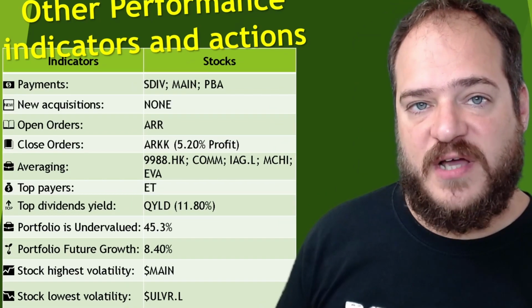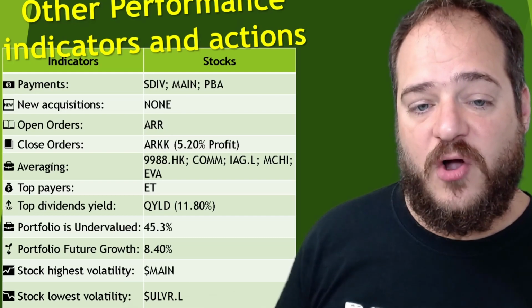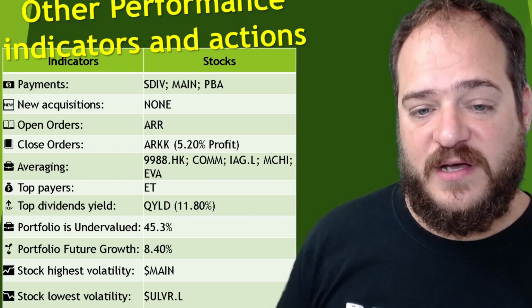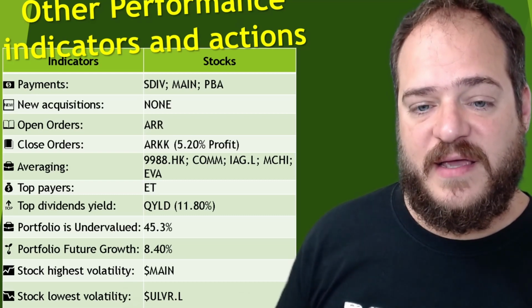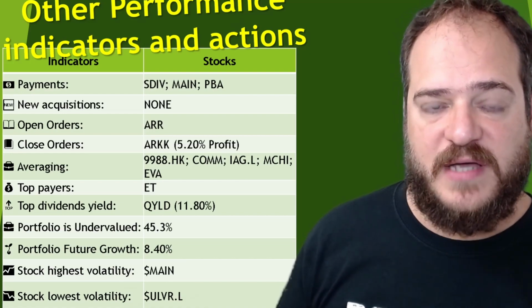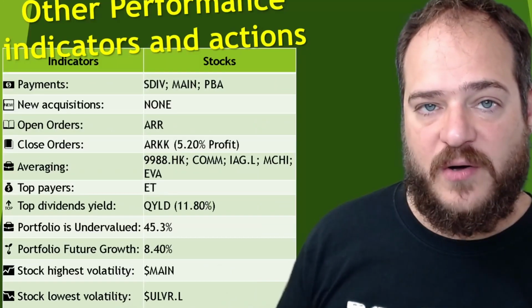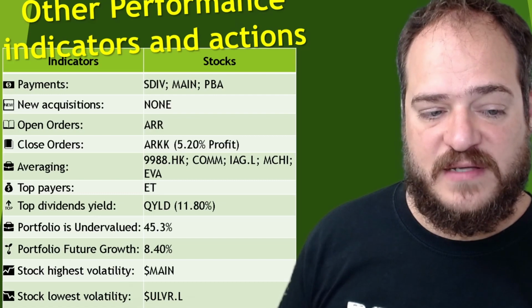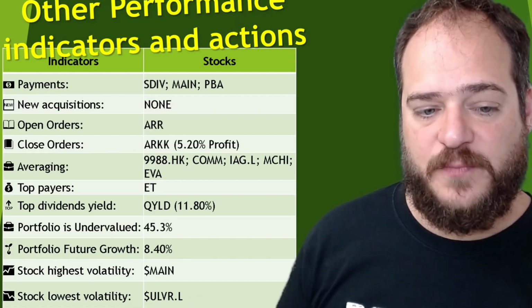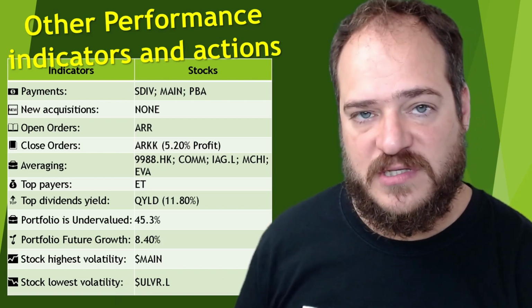In terms of averaging, I did some average on Alibaba with the ticker 9988HK, AIG.L, which I misspelled before, and MG and EVA. The top payers are still Energy Transfer. The top dividend yield is still QYLD with 11.80%. The portfolio is now undervalued 45.3%. The portfolio future growth is around 8.4%. The stock with the highest volatility is still Main, and the lowest volatility is still Unilever.